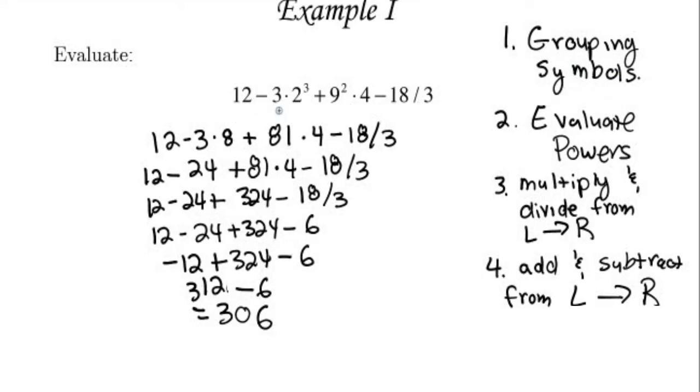So I went back and I evaluated my powers. And I had 2 powers, which is 2 cubed and 9 squared. And I eliminated those. I solved those. Then I went down, proceeding from left to right, and solved all the multiplication and division that I had. Once I was left with only addition and subtraction, I went back to the beginning, to the left side of the expression, went through, solved, adding and subtracting, until I came up with my final result of 306.